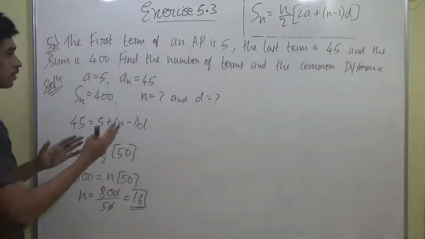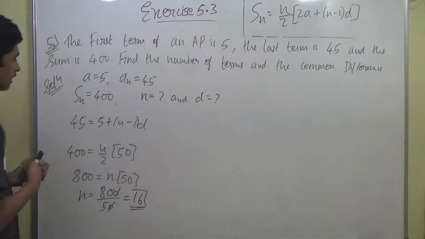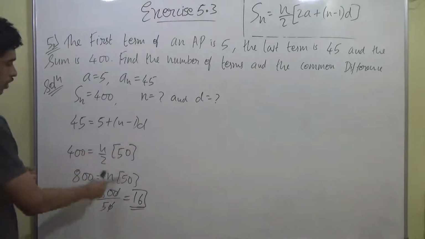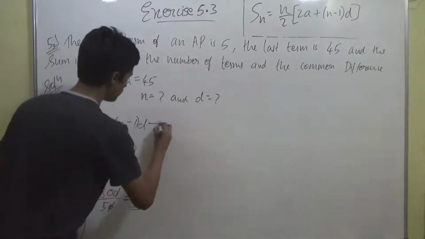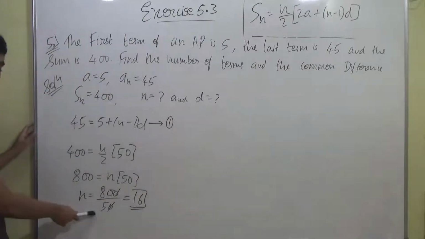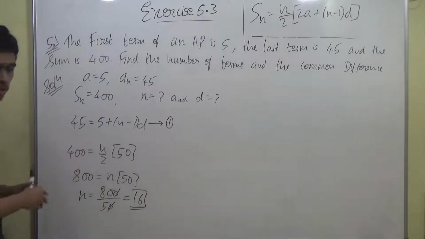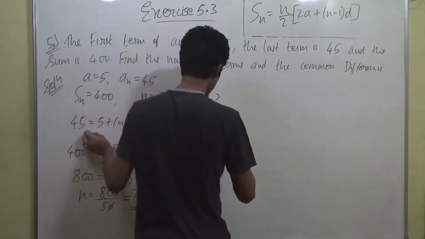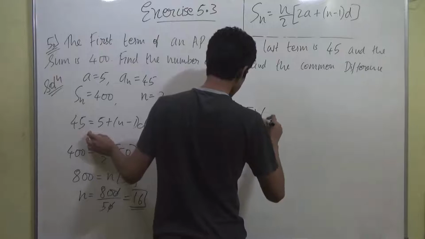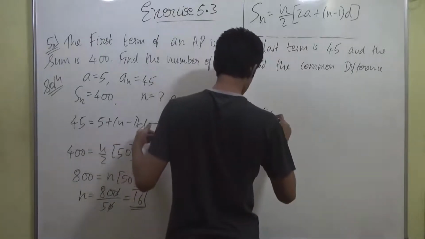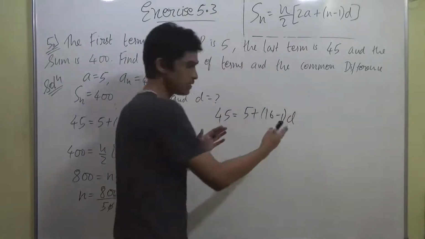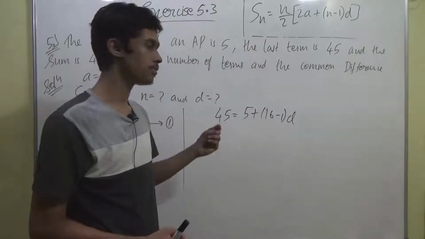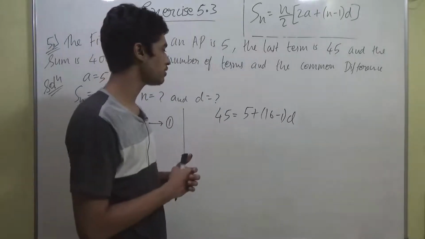Now we have to find the value of d. So d we can get from equation 1 if you put back the value of n into this equation. If you put the value of n back into equation 1, you will get the value of d. So let's put it back guys. That time it's going to become 45 equal to 5 plus n, which is 16, minus 1 into d. Getting it guys? This became a linear equation in one variable where the variable is d. We have to just solve it to find the value of d.